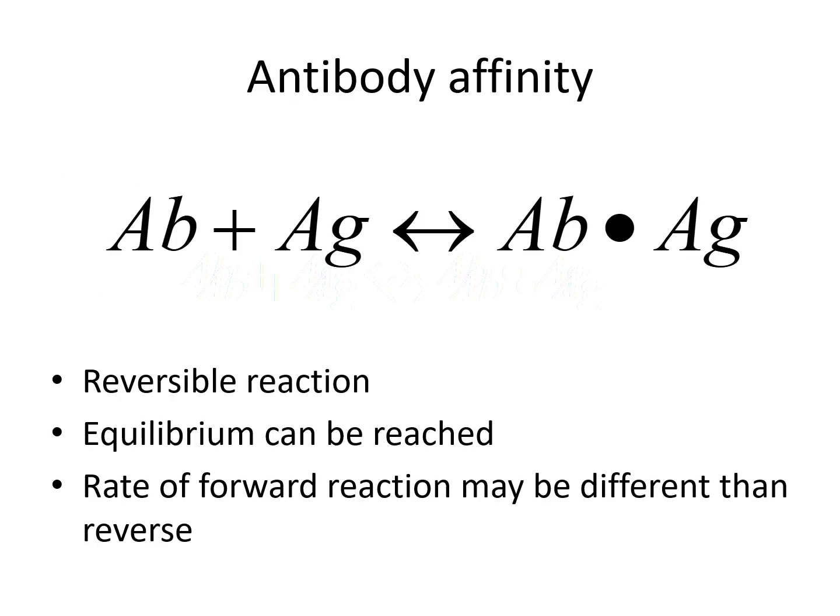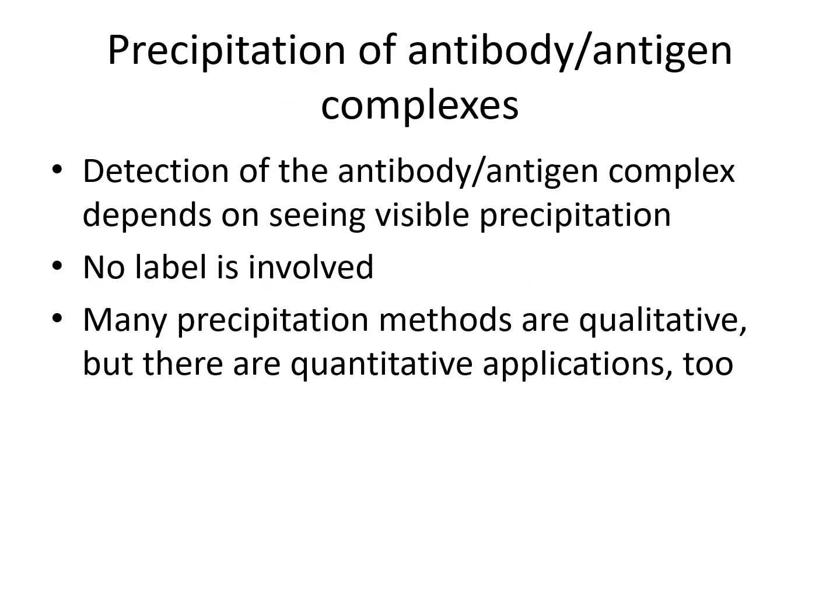Right, so when an antibody meets an antigen, there will be a formation of antigen-antibody complex, which is a reversible reaction. Once equilibrium is reached, the rate of the forward reaction may be different from the reverse reaction. This is the affinity of the antigen and the antibody. One of the ways to detect the presence of this complex is through precipitation. This does not involve the use of a label, and most of the methods are qualitative, but of course there are also quantitative techniques.